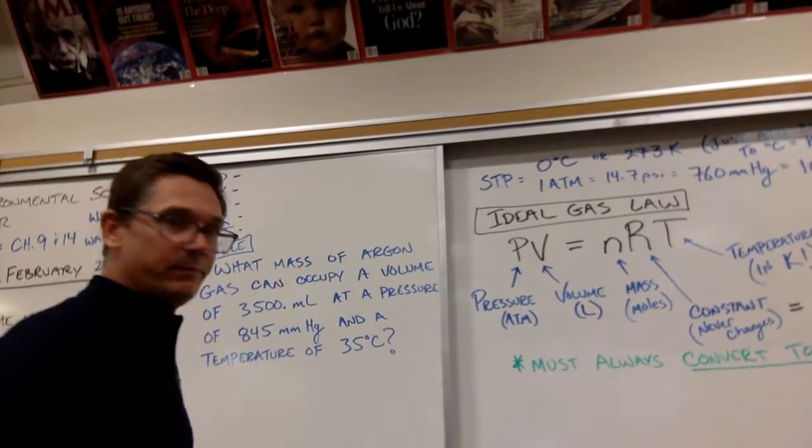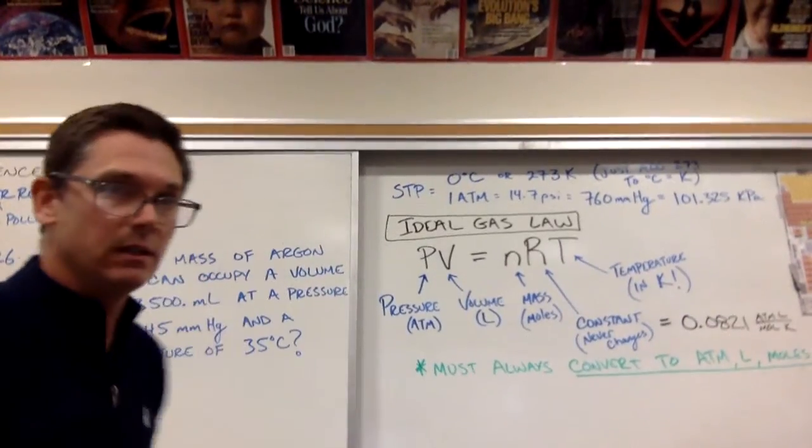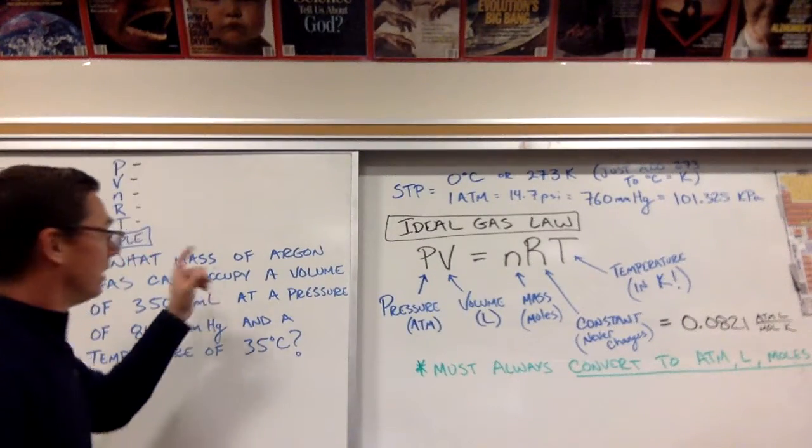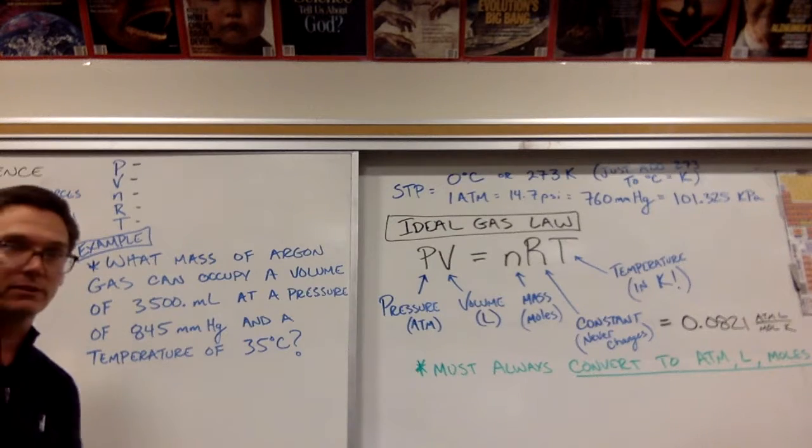All right, there you can see it. So it's kind of a bad angle. All right, so what mass of argon gas can occupy a volume of 3,500 milliliters at a pressure of 845 millimeters of mercury at a temperature of 35 degrees Celsius?